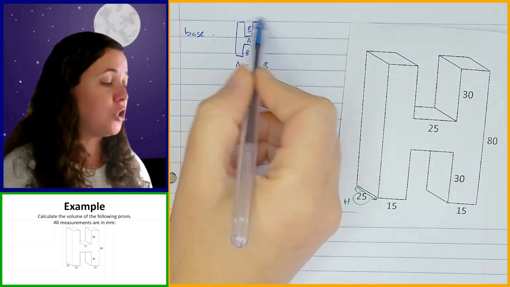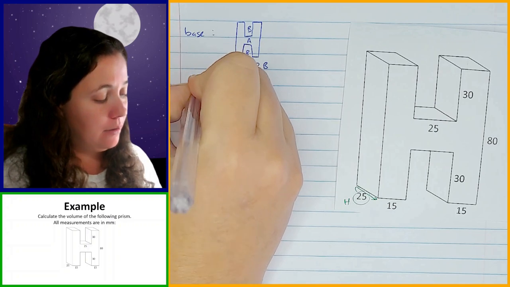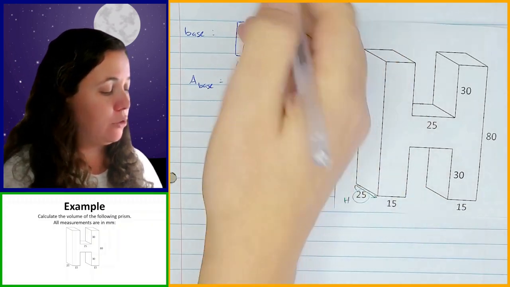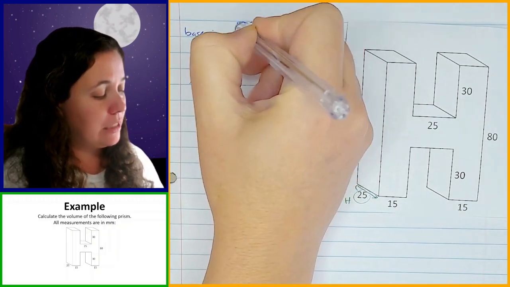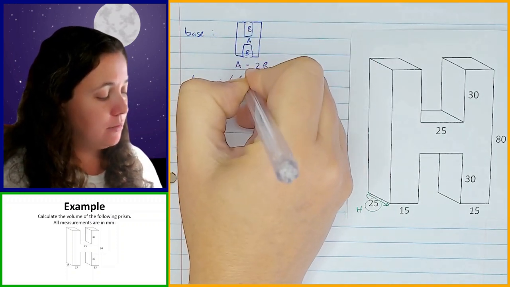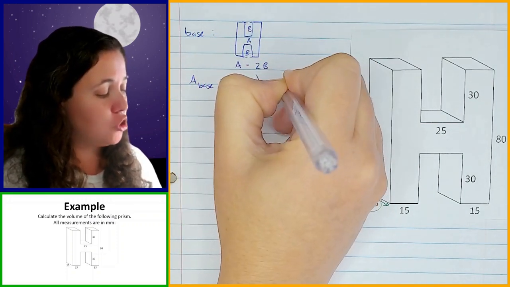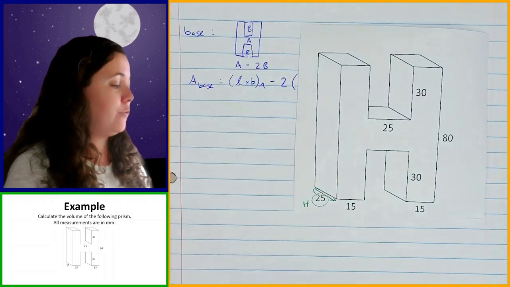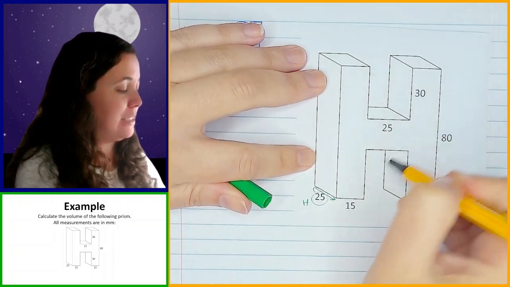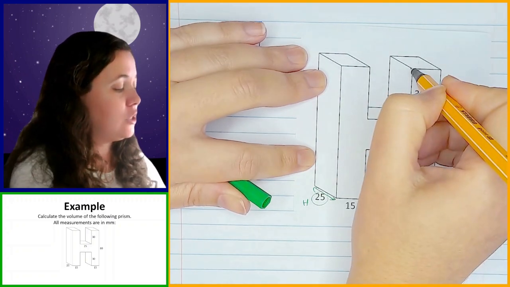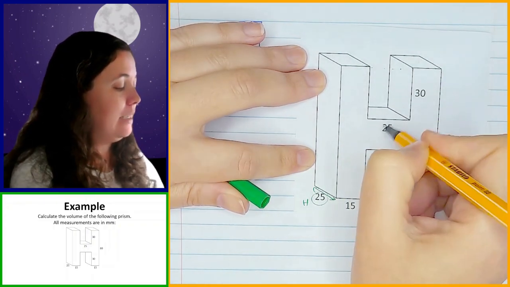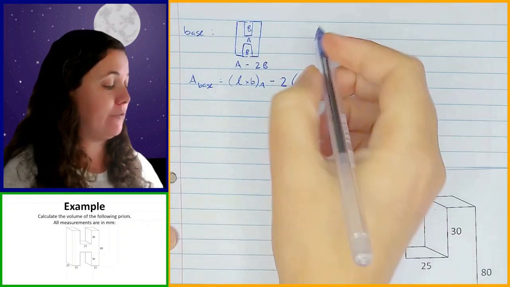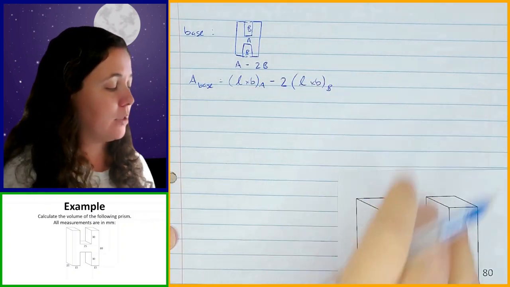To work that out, I would say the area of the base is, for A, the whole big rectangle, this length times breadth of A, minus 2 times the length times the breadth of B. The reason I'm saying both of these are B is because here I've got 25 and 30, and here I've got 25 and 30. They're identical to each other. So the length and the breadth for both will be 25 and 30. So length times breadth of B. That's the one way of doing it.